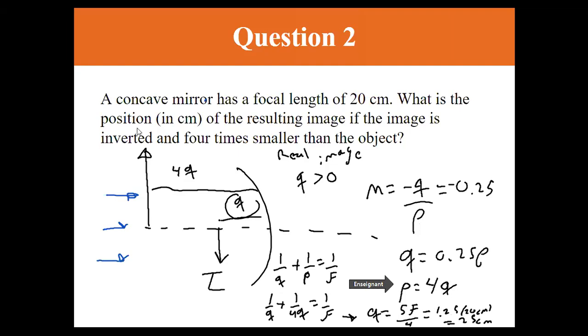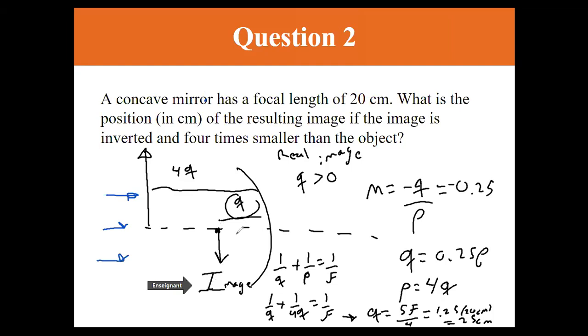Sir? Yeah. What's that value that's pointing towards the dashed line? Here? Yeah. Oh, sorry. That's an i. That's where the image is located. Okay. Thank you.